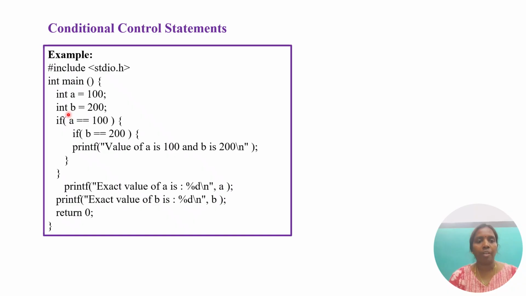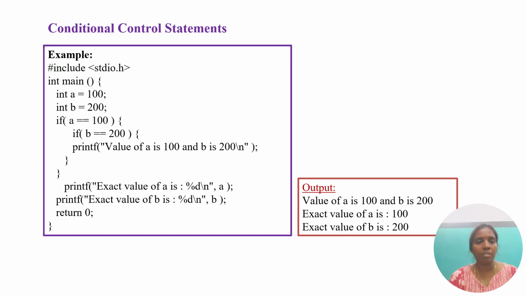Here the value of integer a is equal to 100, b equal to 200. If a equal to 100, and inside it if b equal to 200, we execute the statement: value of a is 100 and b is 200. After that we go for the next statement: exact value of a is 100 and exact value of b is 200. This is the output of this small code snippet.